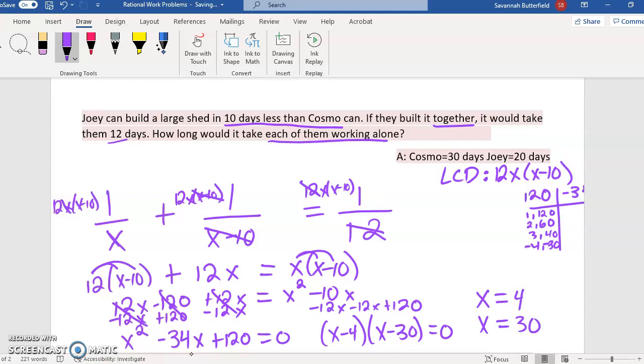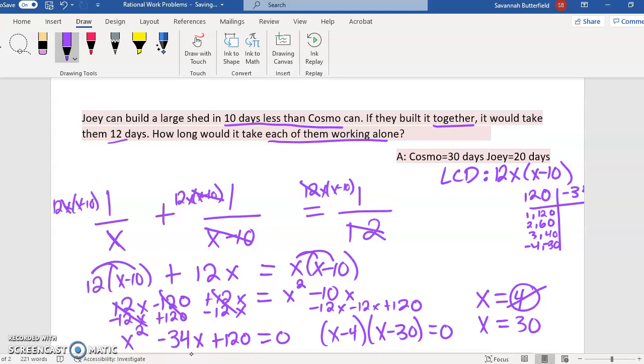Now, we're not going to need both answers. One of these is not going to work. So this is where we need to plug it into our answer. Now, the suspicious one is 4 because you notice it says 10 days less. We cannot have x minus 10. 4 minus 10 is negative 6. Joey is not going to take negative 6 days to build a shed. So out of just it being realistic, this one's not going to work. Because again, you can't have 10 less than 4 in this case, because we can't have negative time.